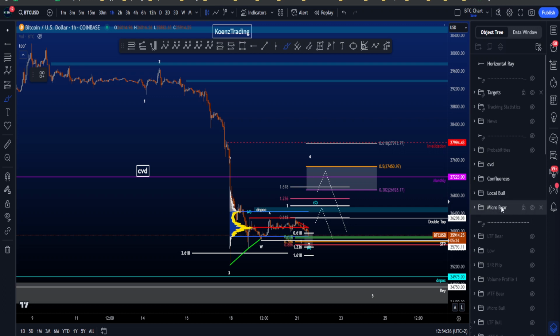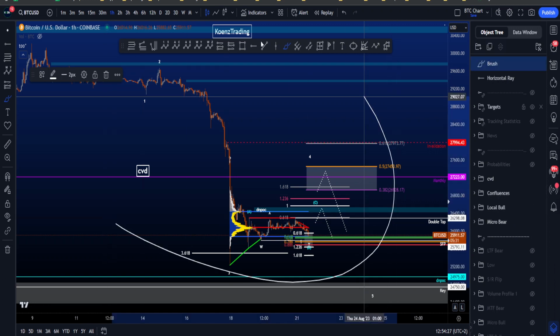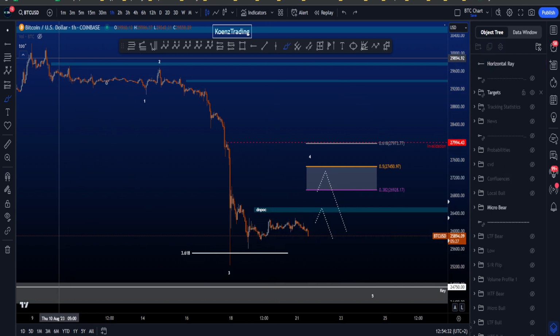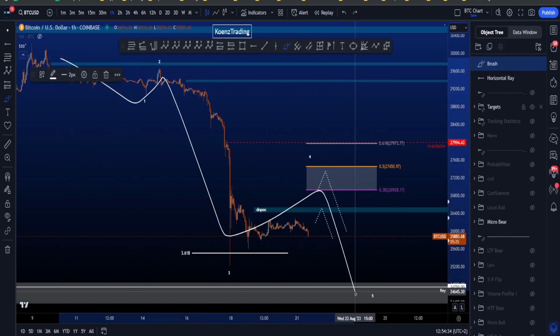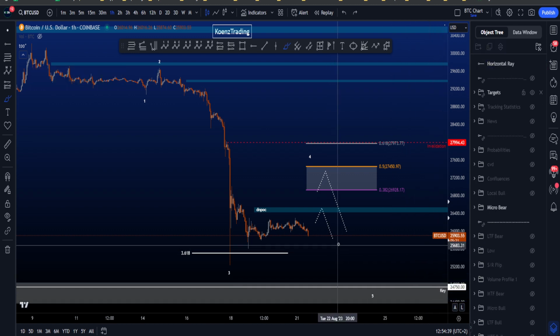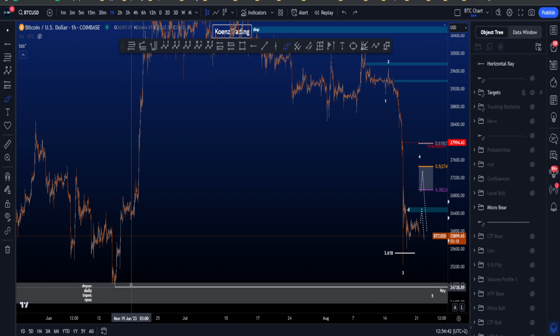Hi everyone, let's go over my micro and even more local bullish and bearish Elliott Wave scenarios on Bitcoin. Starting with my micro bearish scenario, where we are looking for a 5-wave structure impulse to the downside, an interesting level is this key level over here at 24.7k, which also is this low.